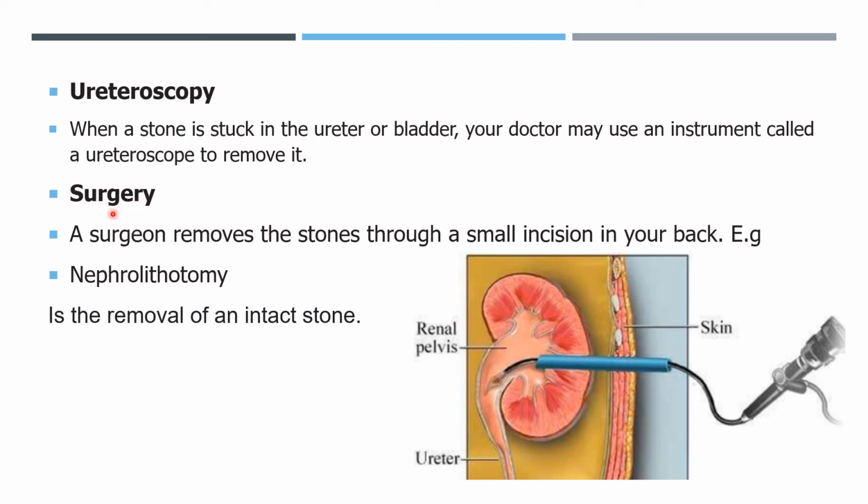And the next treatment is surgery. A surgeon removes the stones through a small incision in your back. It involves opening through your skin, and they will do the surgery and then remove the stones. If we take an example of it, nephrolithotomy is a removal of an intact stone.